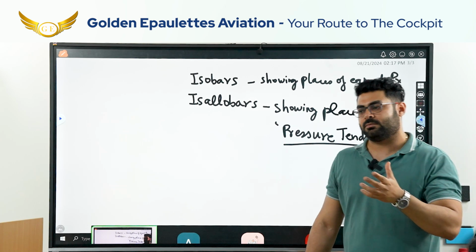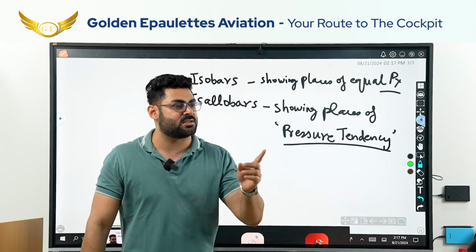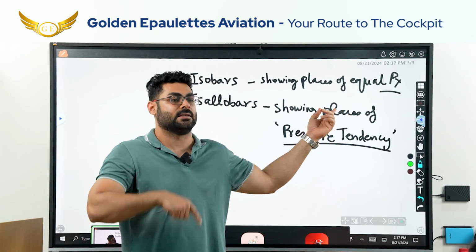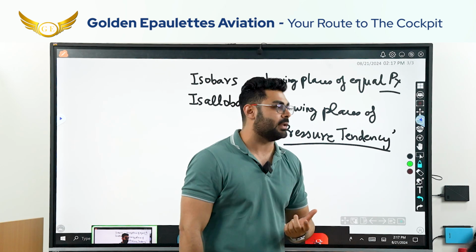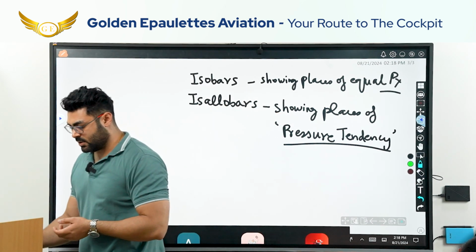So those who have studied, to unko pata hoga ki icelobars I don't have to mark, because icelobars was showing the places of changes in pressure, equal pressure tendency. Whether the pressure has a tendency to change or no in that area. That is called as icelobars. Okay, so let's write down about it.